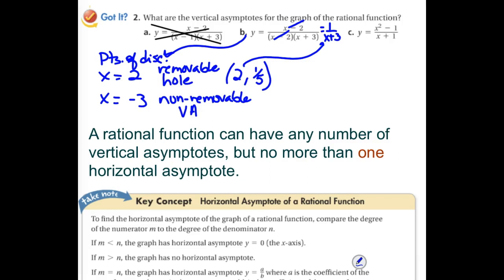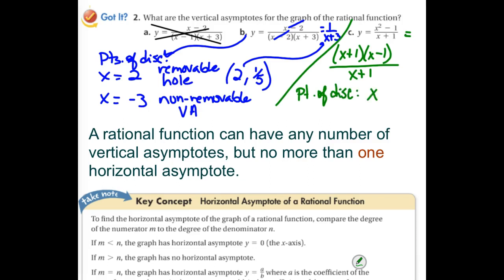All right. The third one. How do we factor x squared minus 1? x plus 1, x minus 1? All right, so we have a point of discontinuity when x equals -1. Is it removable? That means it is a hole.